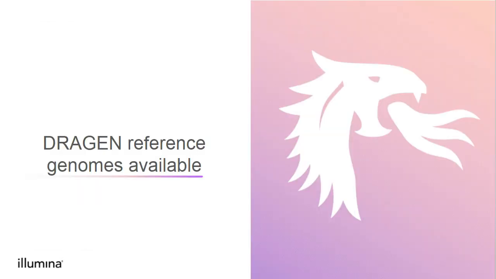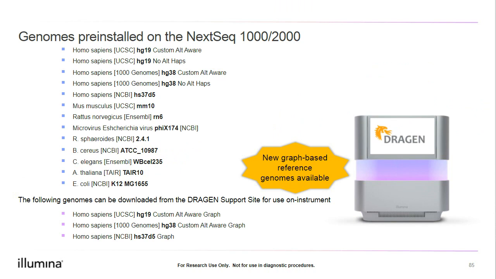Next, we'll look into the DRAGEN reference genomes available on the instrument. All of these genomes are already converted to DRAGEN hash tables for use on the NextSeq 2K. The following genomes can be downloaded from the DRAGEN support site for use on instrument. The following graph genomes can be downloaded for use on instrument, which are the HG19, HG38, and HS375 graph genomes. It can take about 10 to 15 minutes to import a custom reference genome onto the NextSeq 2K, so you'll need to plan to start your run setup accordingly.